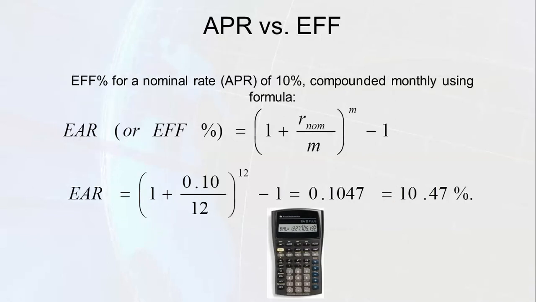Okay, let's look at another one. So APR versus effective rate. For example, 10% compounding monthly. So using the formula, you use 1 plus 0.10 divided by 12, the whole thing raised to 12, minus 1 equals 0.1047, equals 10.47%. And I just did this example in the calculator.